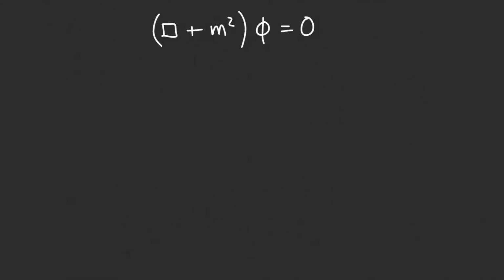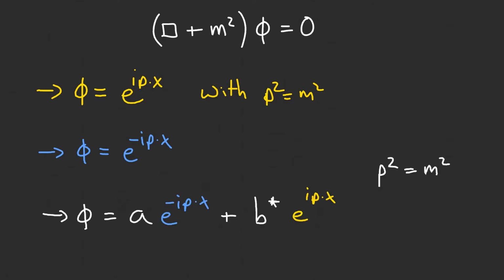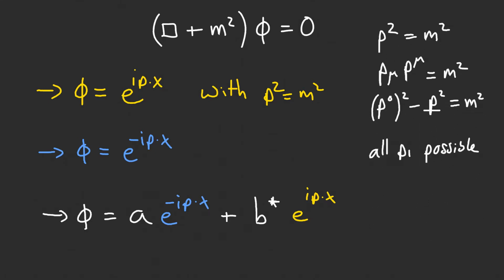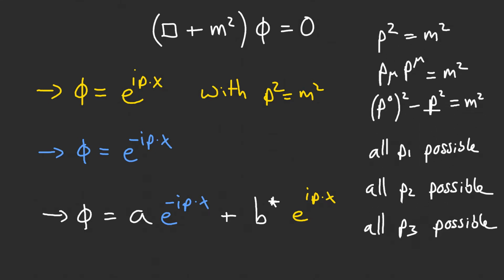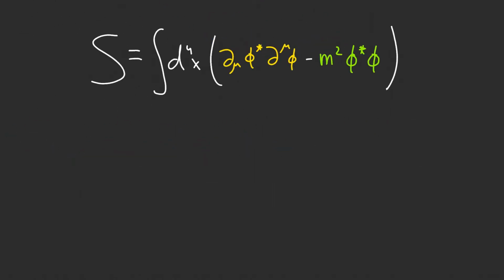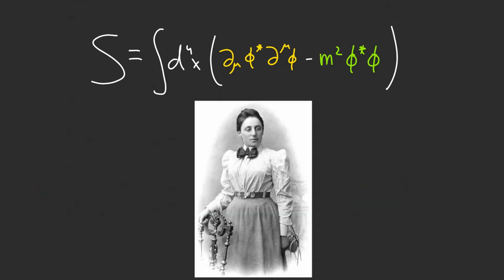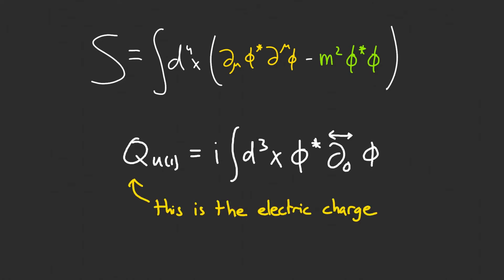But anyway, to solve the wave equation, this works with p squared equal m squared, and well, that works too. Even that can work with p squared equal m squared, which is satisfied by all p1 possible, all p2 possible, and all p3 possible if p0 is the energy. And since you don't want to make any jealous, well, take all of them. Then look at the action, it has a symmetry. A phase doesn't change the action, and symmetries are great because Noether tells us that it implies a conserved quantity Q, here better known under the name of electric charge.